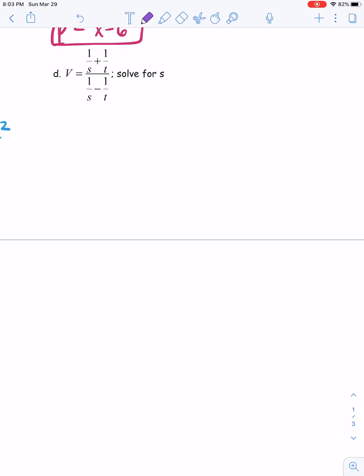So what I'm going to do is I know that I need to get that common denominator in the top and the common denominator in the bottom in order to simplify those fractions. And I'm hoping that you can see that our common denominator in both the numerator and the denominator is going to be st, right? So that means v is going to be t plus s over st divided by t minus s over st.